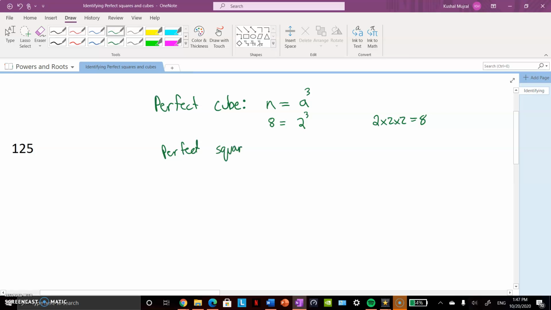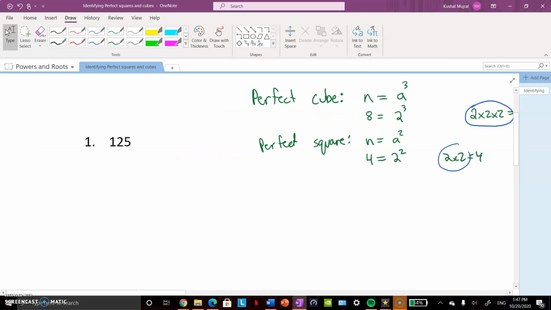Okay, a perfect square is pretty much the same thing. N equals a squared, but just squared. So for example, 4 equals 2 squared because 2 times 2 is 4. Bear in mind that a cube means there's 3 of the number, and a square means there's 2 of the number.